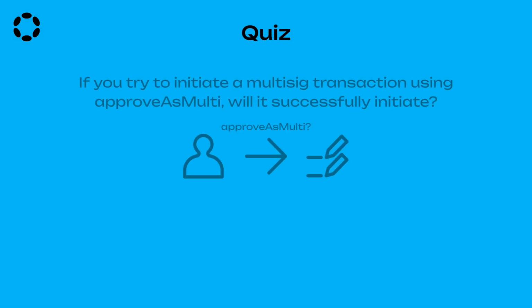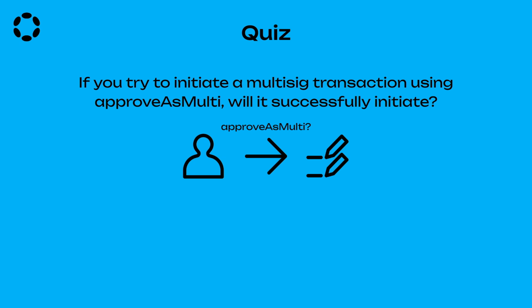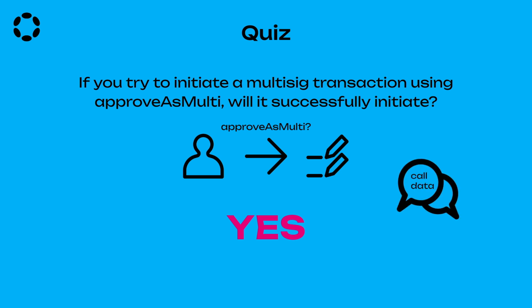Question. If you try to initiate a multisig transaction using approve asMulti, will it successfully initiate? Answer. Yes. While it's best practice to use asMulti to initiate a multisig transaction, approve asMulti will work fine too. If you go this route, make sure to communicate the call data with the other signatories so they can validate your desired multisig transaction.